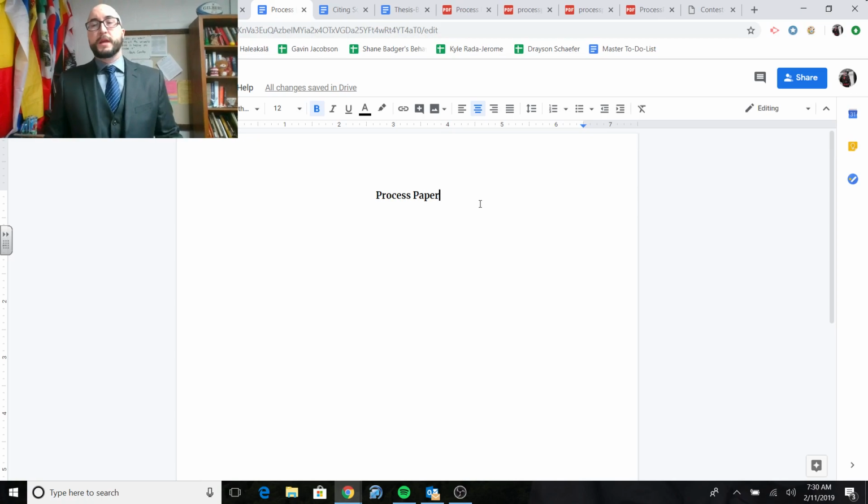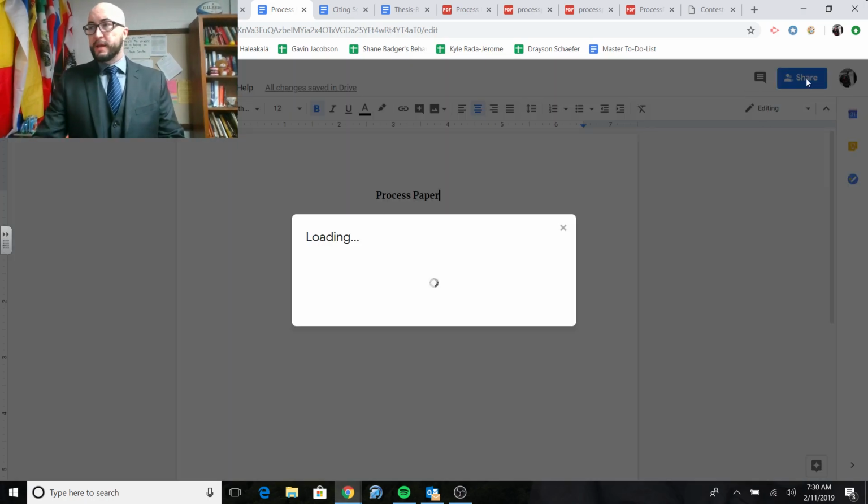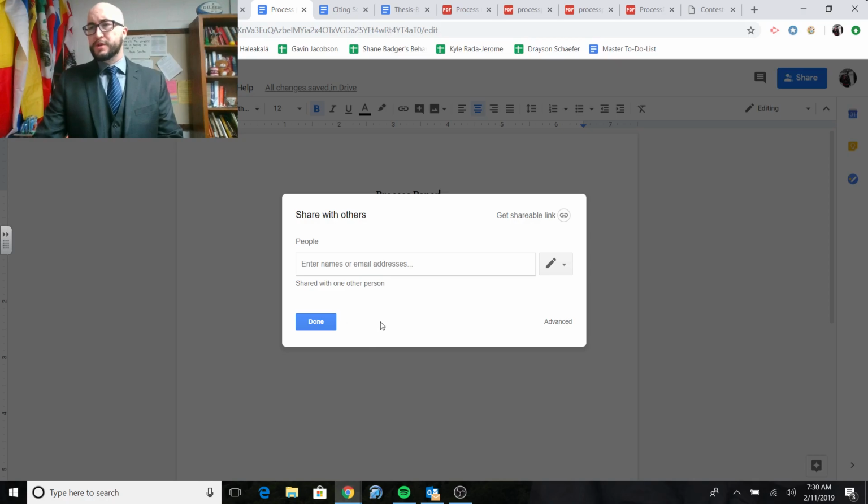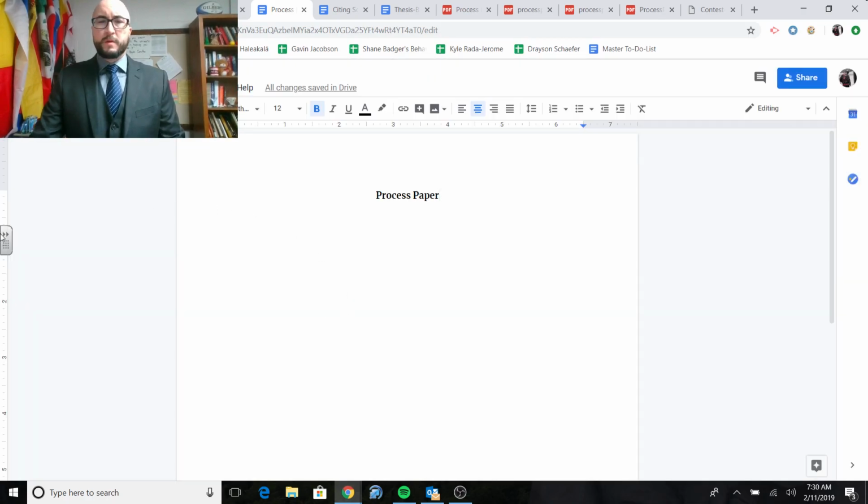And here's the deal. First thing, you only need one process paper per group. So right now, make sure that if you're the first person in your group, you share it. So go to this big blue button on the right, hit share. And you're going to make sure you share that with everybody. So again, you want to make sure you're sharing your process paper.